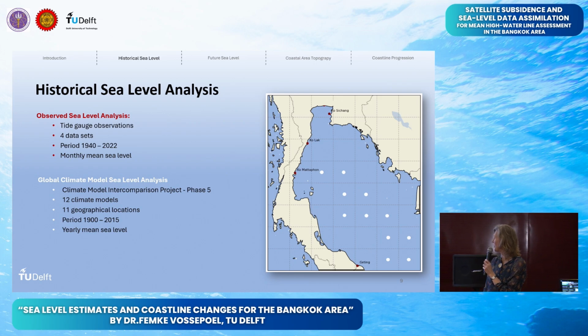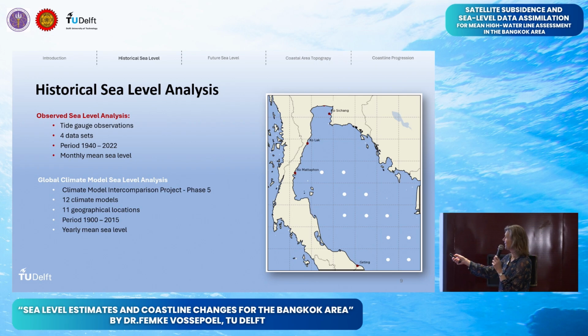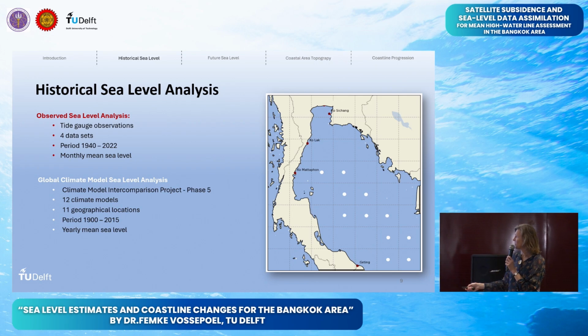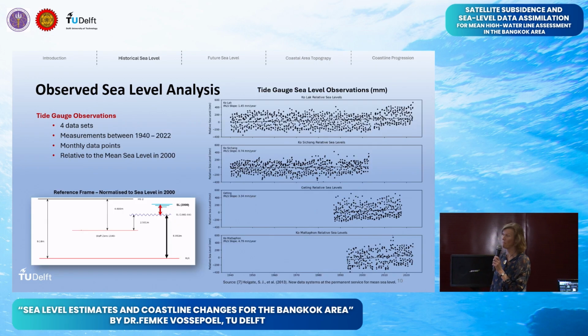The period for those models is almost as long as the tide gauges. It's from 1900 to 2015, and that series has only yearly data, so not monthly, but yearly. But using the tide gauge data, he actually constructed a monthly data set from this yearly data set.